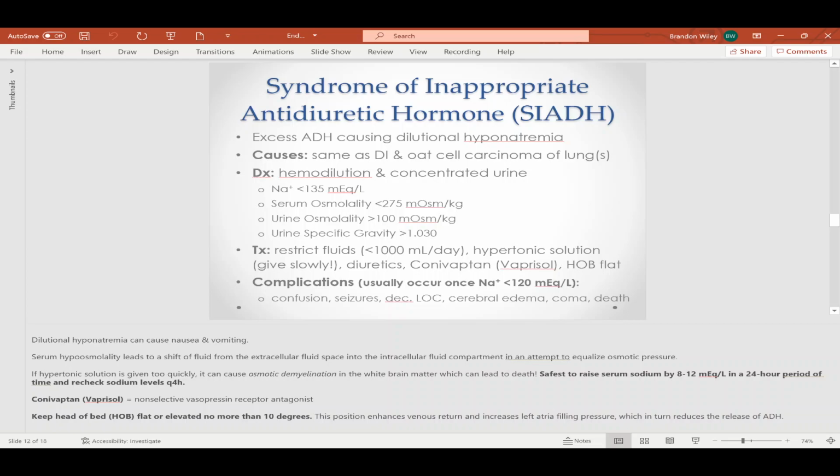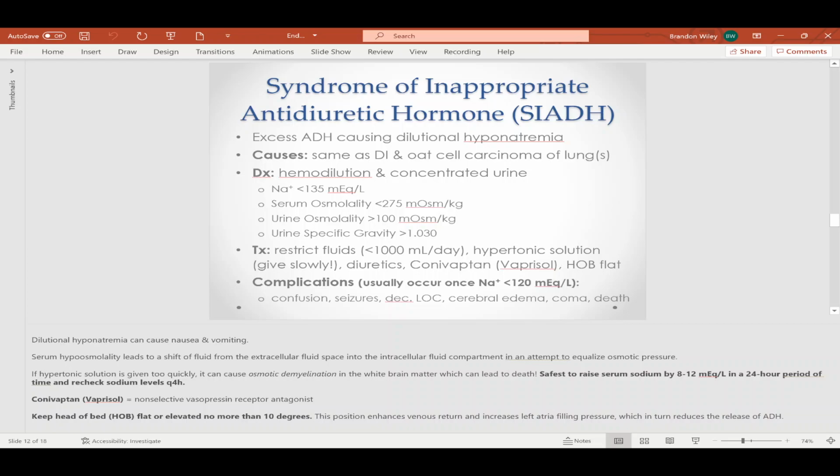All right, so let's do a recap. What is your DI? Not enough ADH. What is ADH? Antidiuretic hormone. What is our sodium going to be? High. What is our treatment going to be? Fluids. DDAVP, vasopressin. Good.